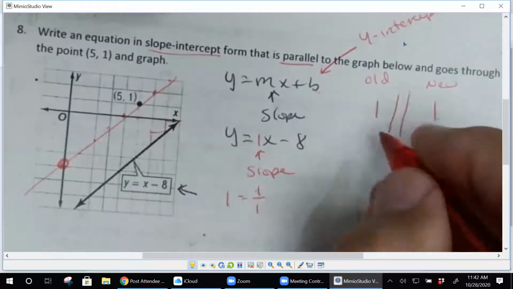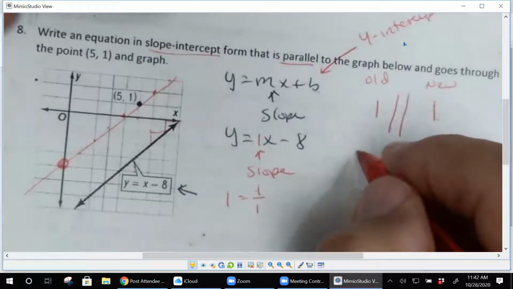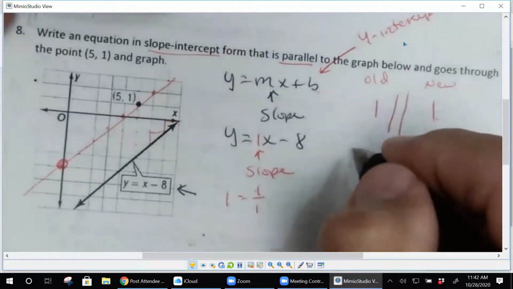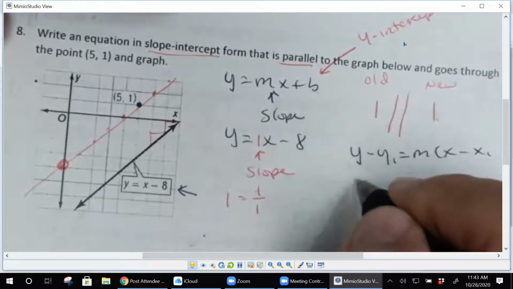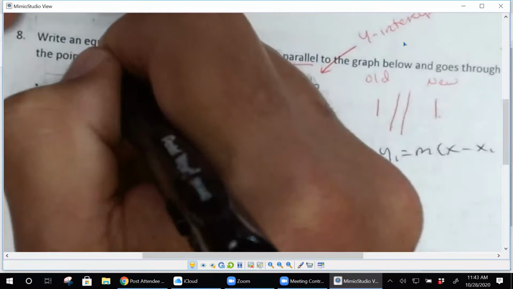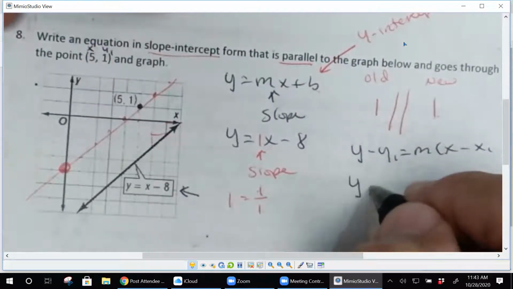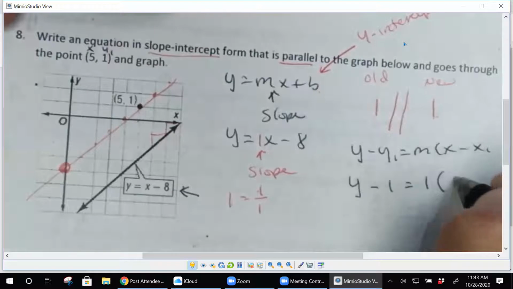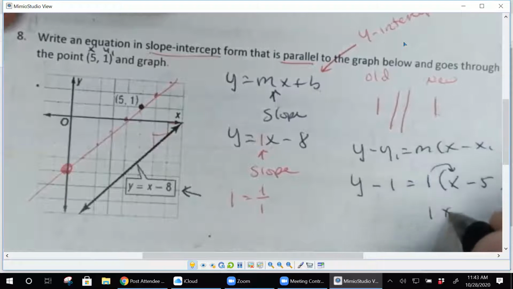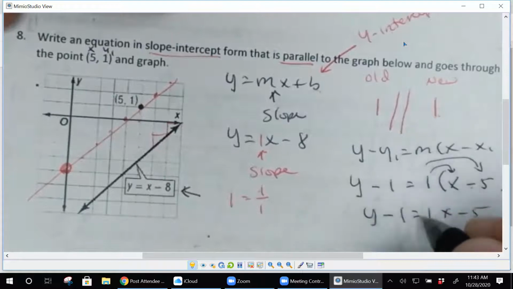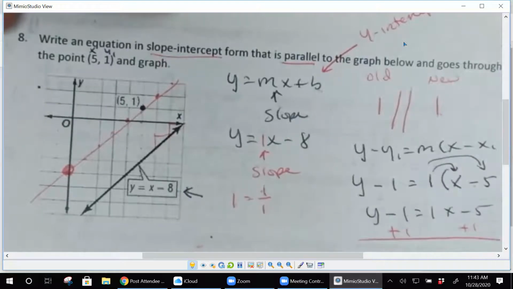All right. So let's go ahead and do the problem just for the heck of it so we can see it. All right. So y minus y1 equals m times x minus x1. My first point is my x1, y1. So y minus 1, my slope is 1, x minus 5, distribute. 1 times a negative 5 is a negative 5. Remember, we want the y by itself, add 1 to both sides. And if you look at this, this becomes y equals 1x minus 4.